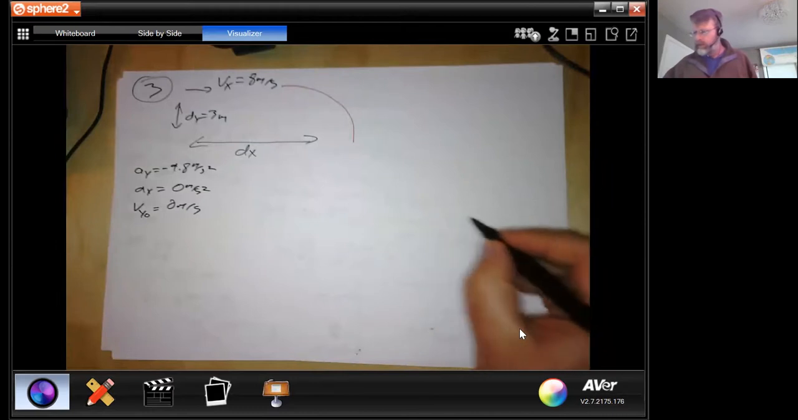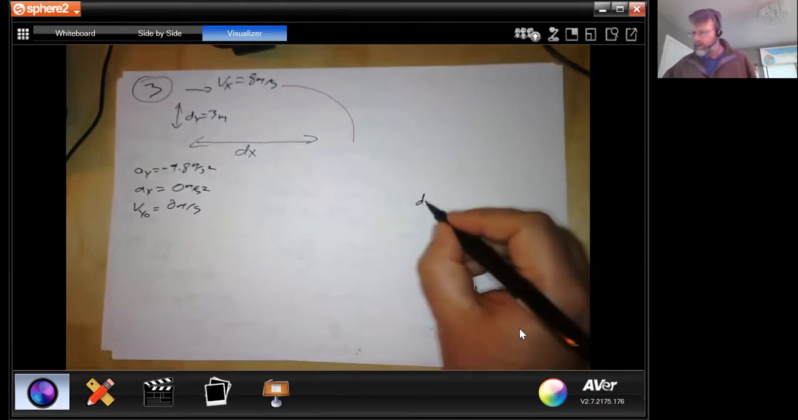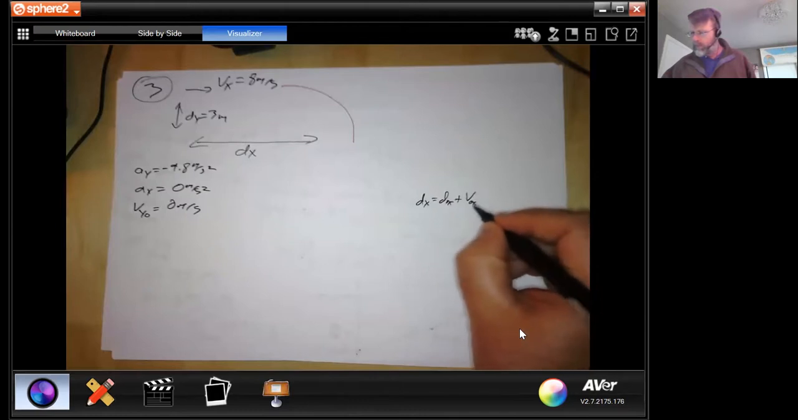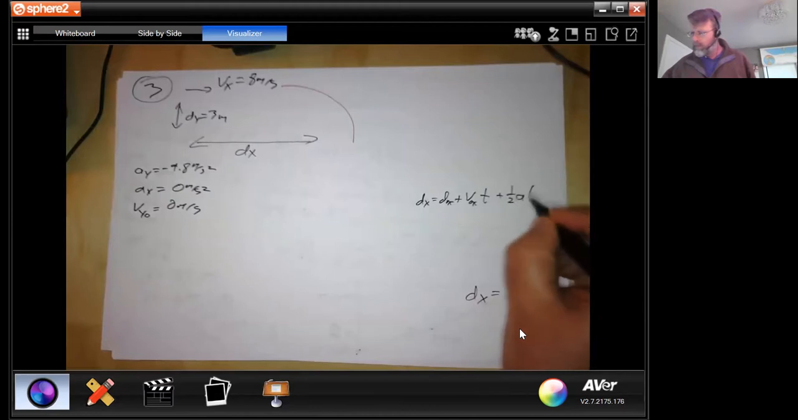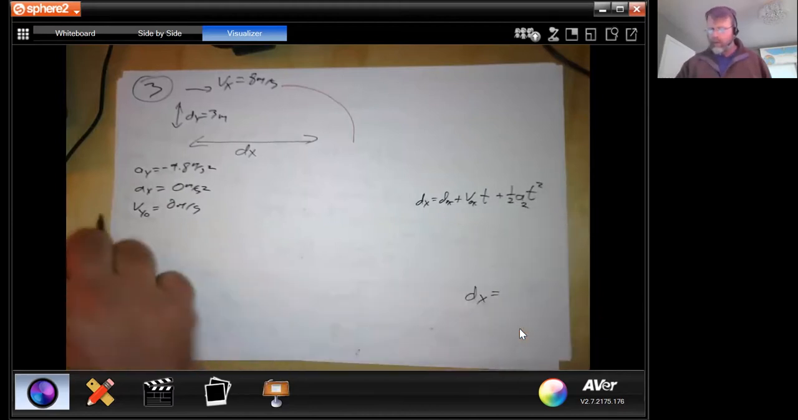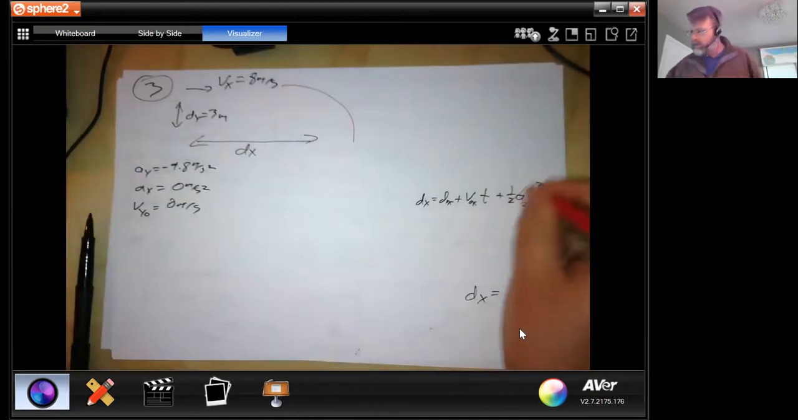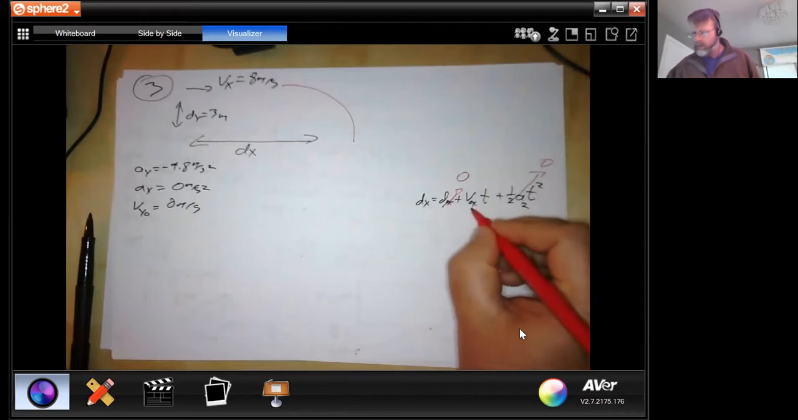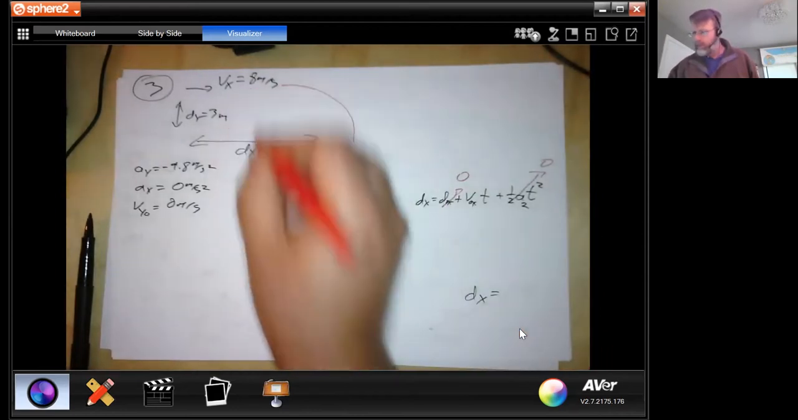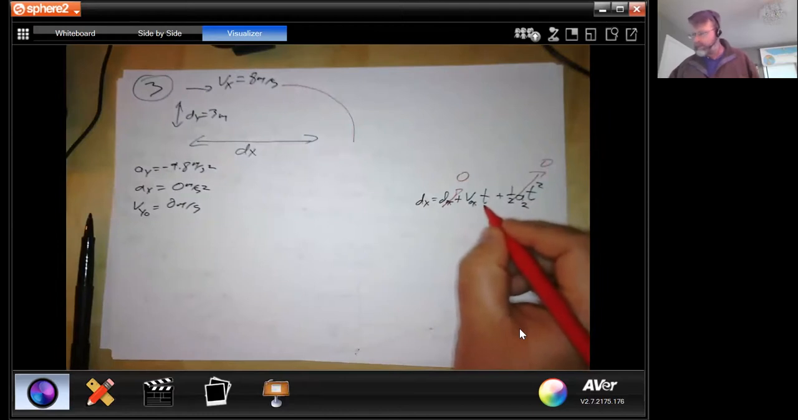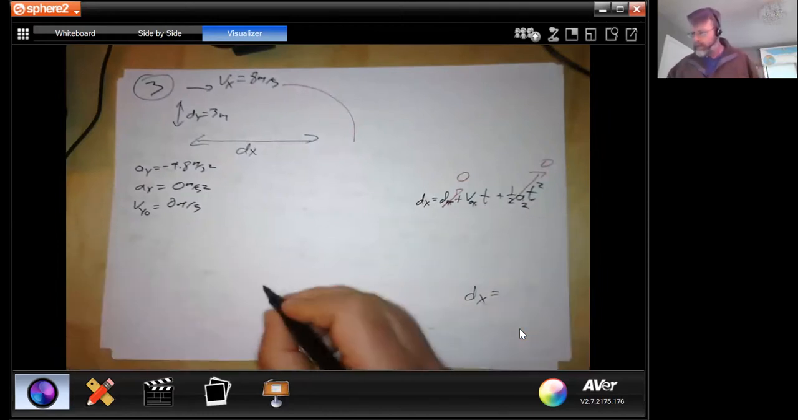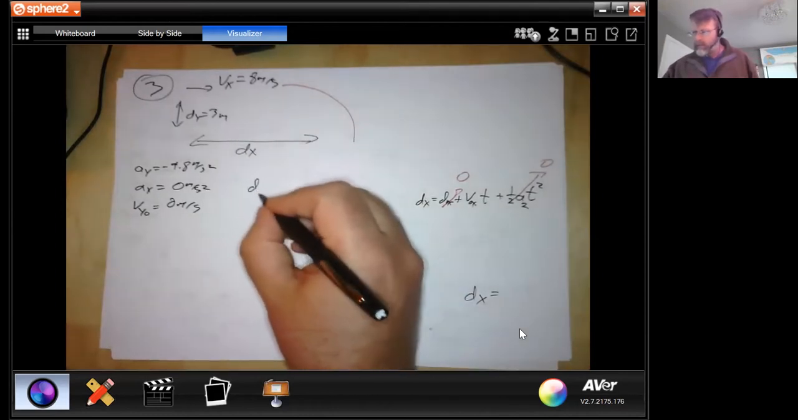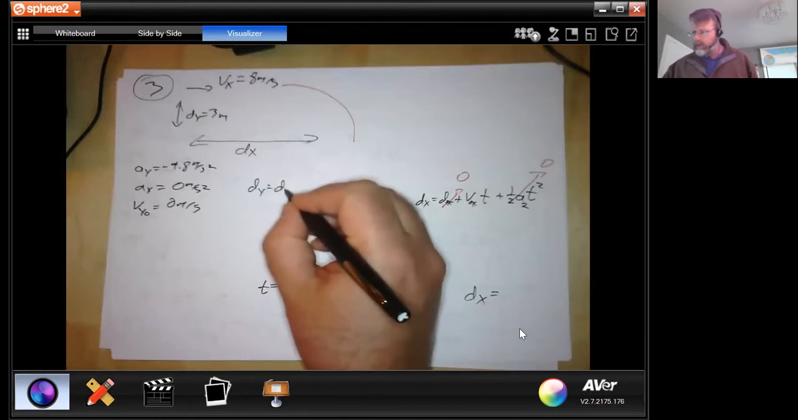Ideally, we could just use this equation. We know this is 0. We know this is 0. We know this number, right? But we do not know time. So we're going to have to back it up here and find time. Again, same equation, different direction.